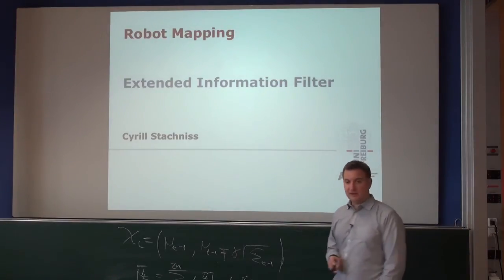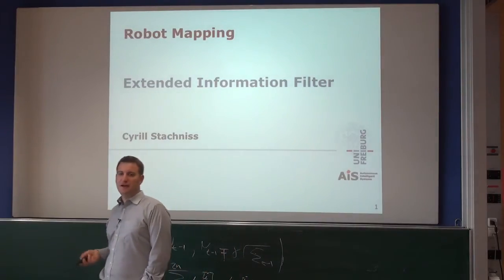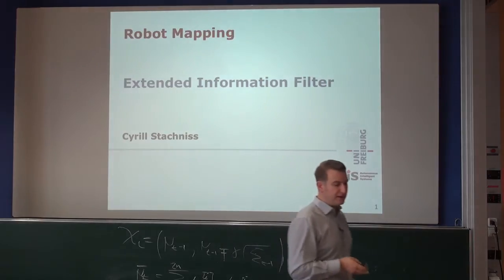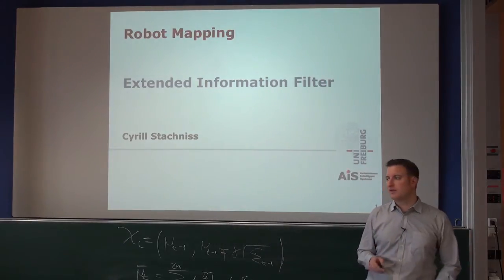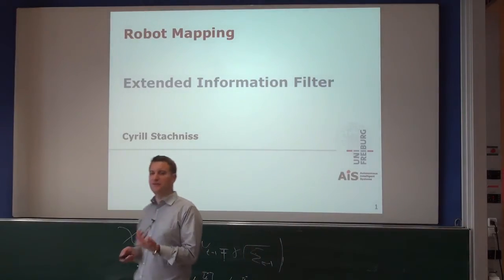So the extended information filter is a variant of the Kalman filter, again, but compared to the UKF, it doesn't really address the linearization as the issue. It just performs the computations in a different space.